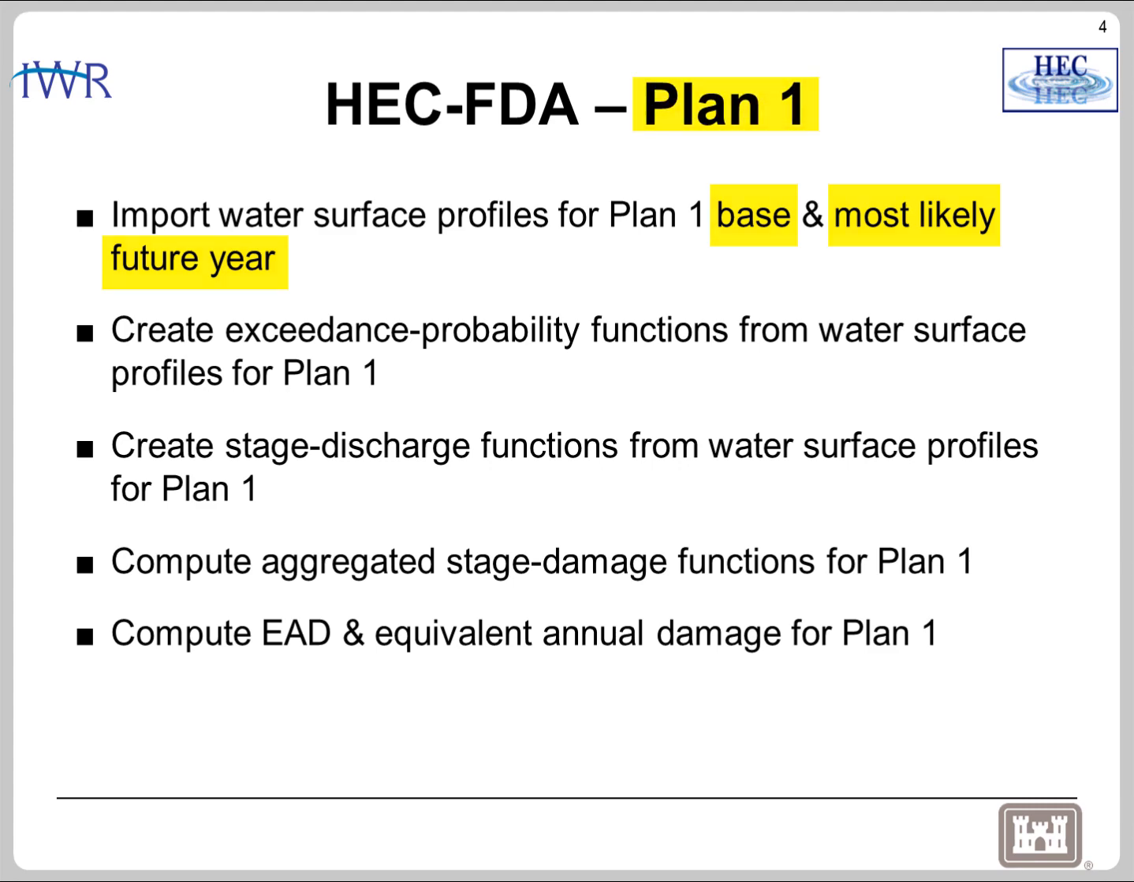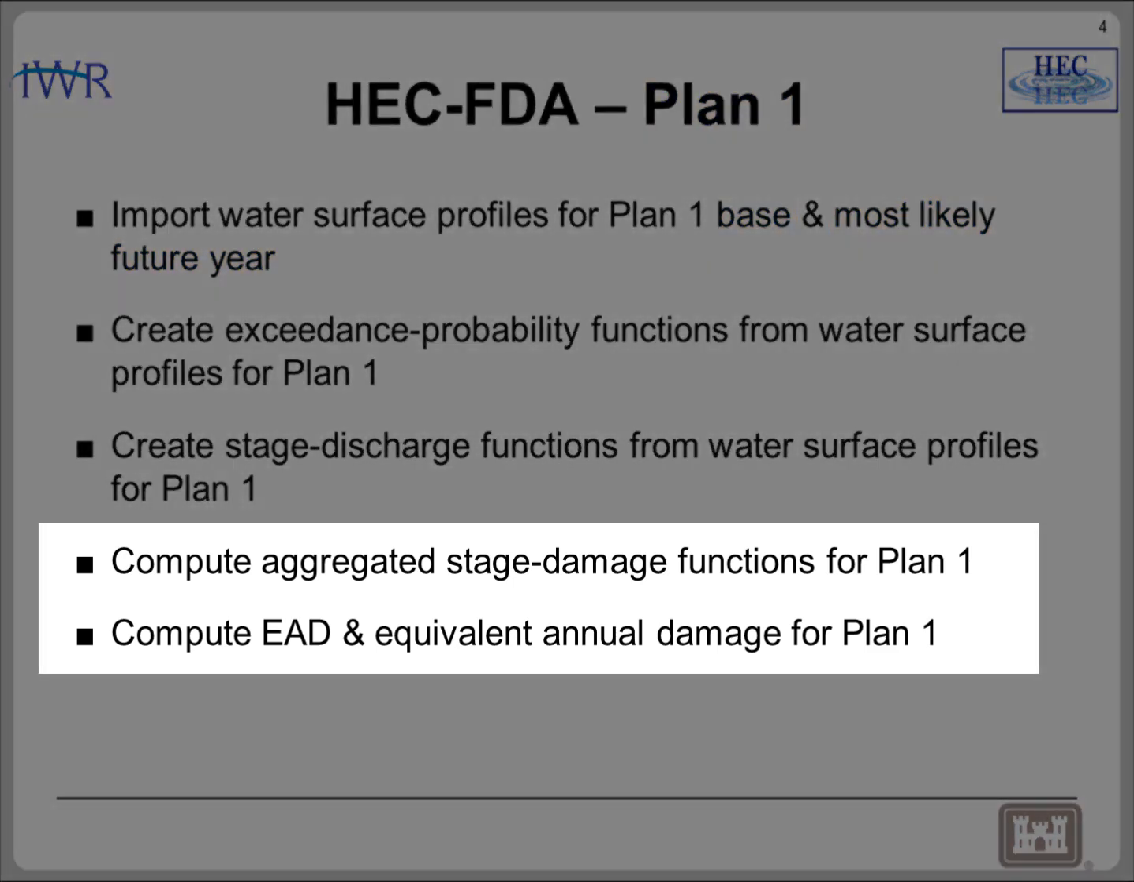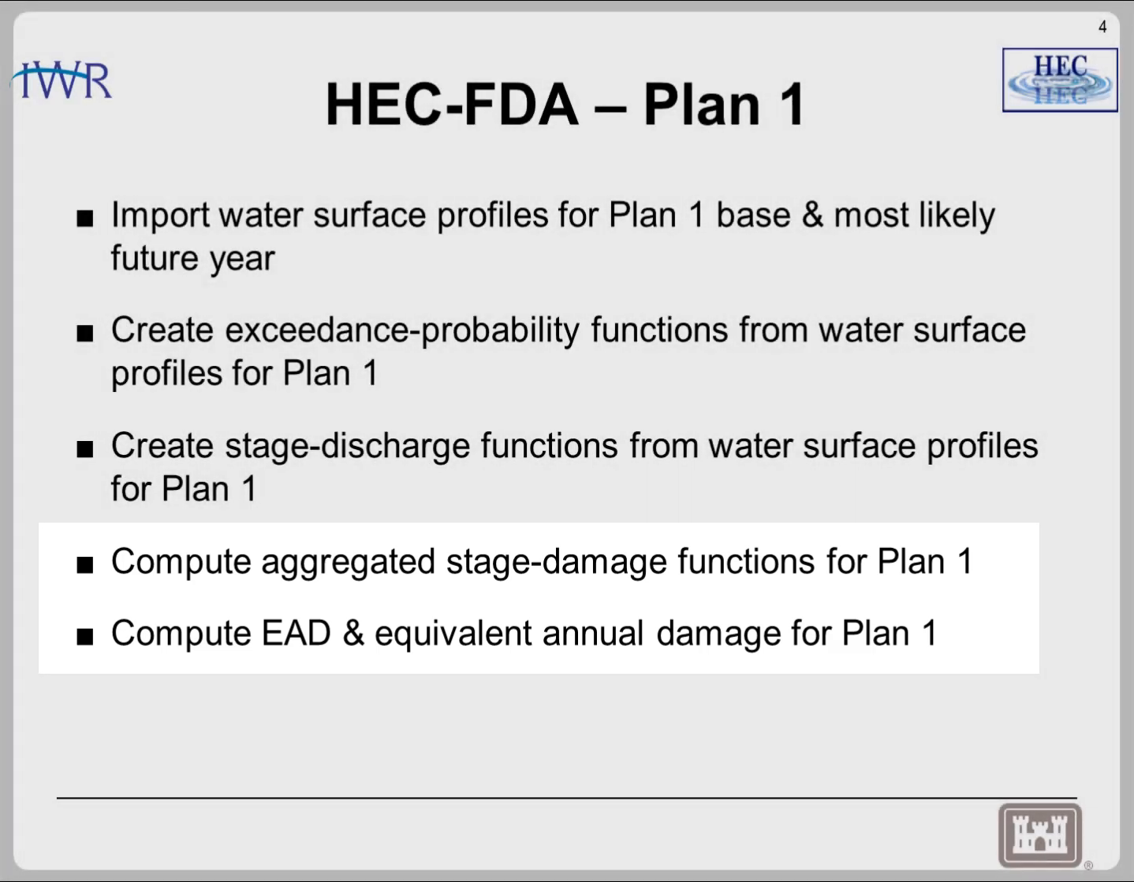Then you will need to compute the aggregated stage damage functions for Plan 1. Then compute the EAD and equivalent annual damage for Plan 1. The instructions in the workshop are provided plan by plan. So after you complete Plan 1, you will move on to Plan 2. Let's take a look.